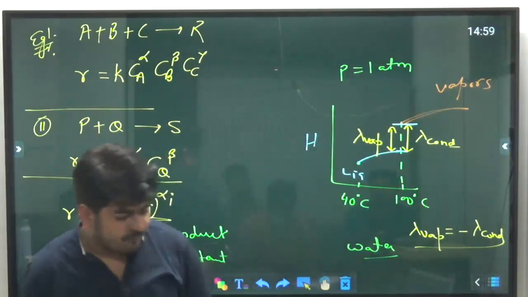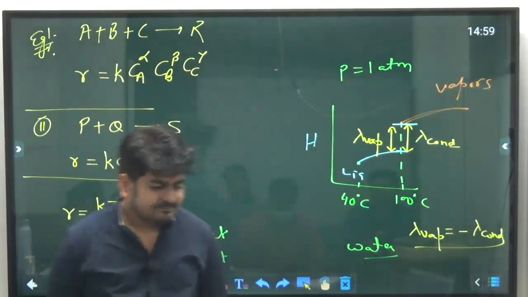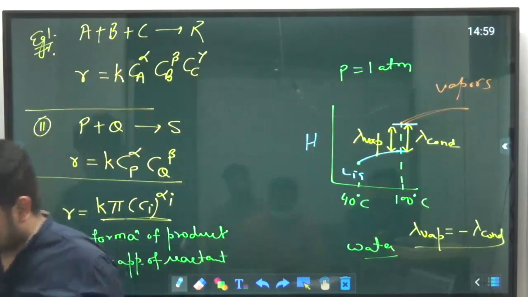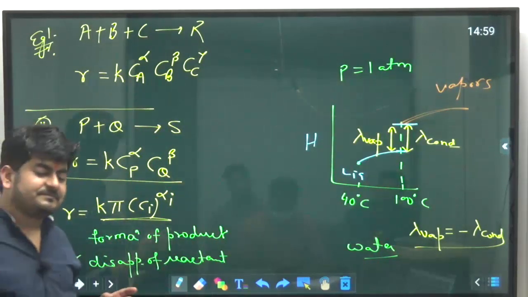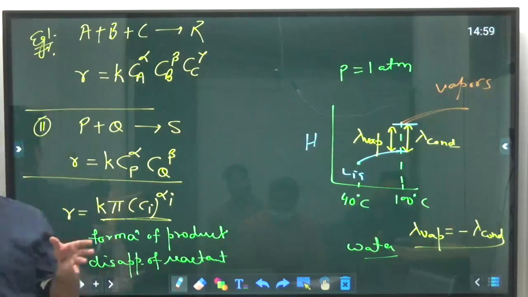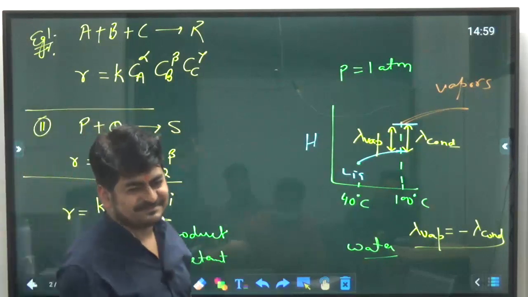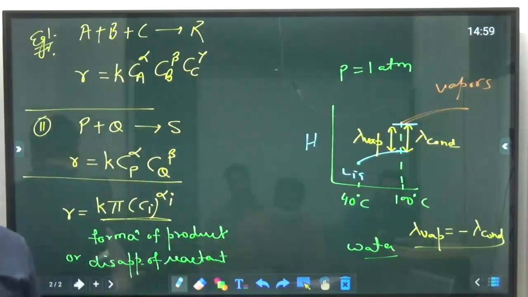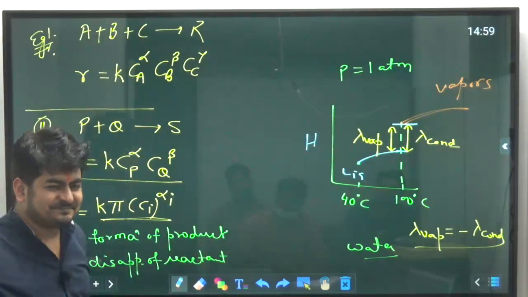Steam are vapors of water. See, that is a different thing. That is another question. What is the difference between steam and vapors? If there is any difference.